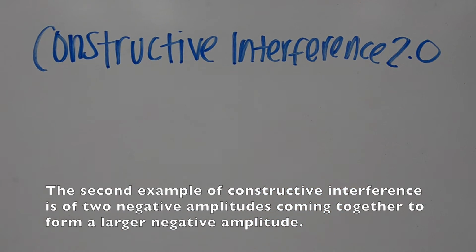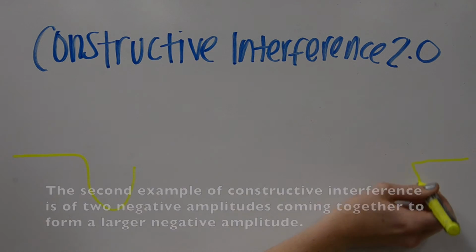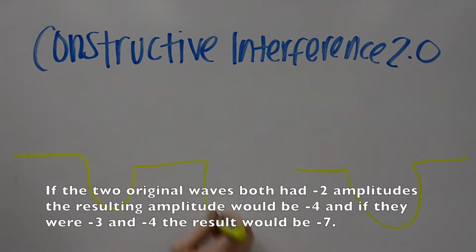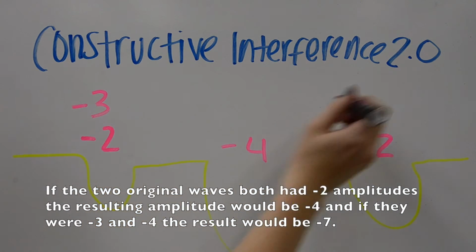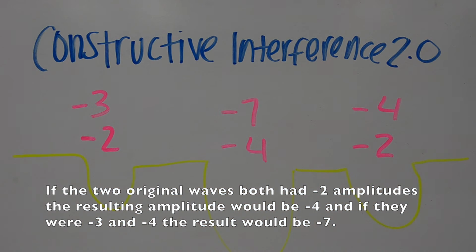The second example of constructive interference is of two negative amplitudes coming together to form a larger negative amplitude. If the two original waves both had a -2 amplitude, the resulting amplitude would be -4, and if they were -3 and -4, the resulting would be -7.